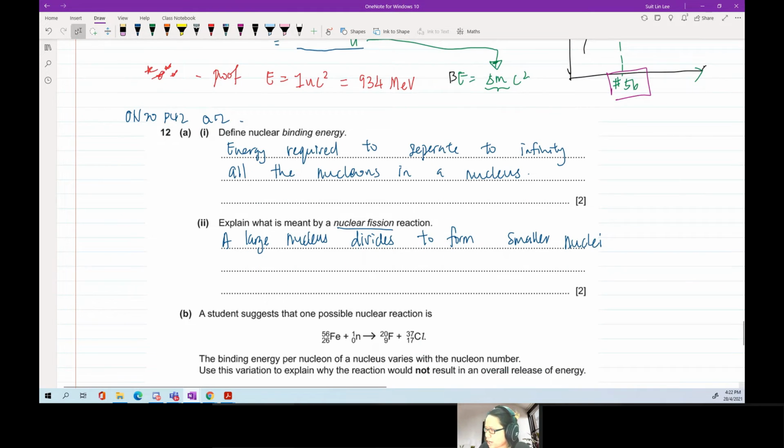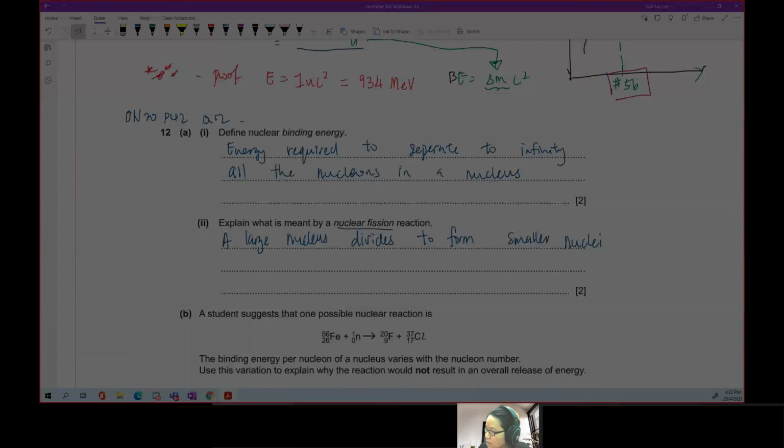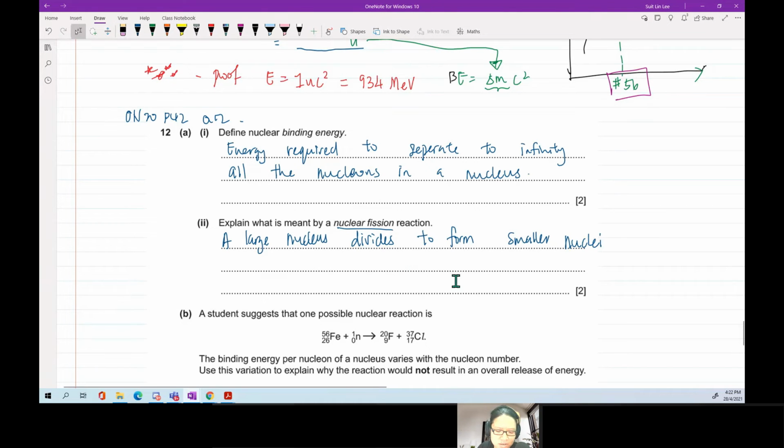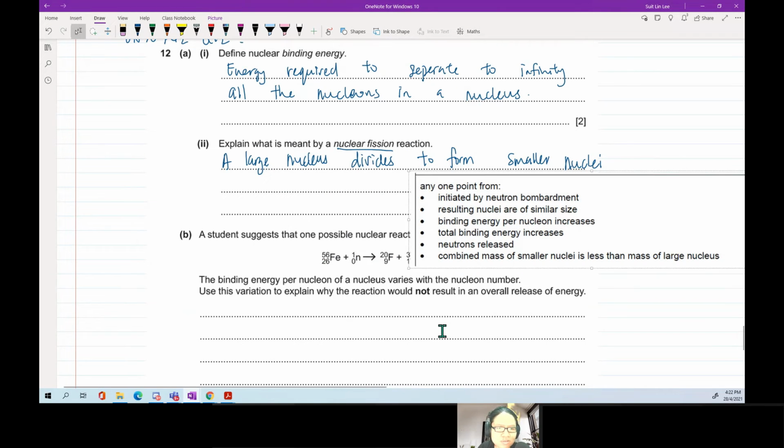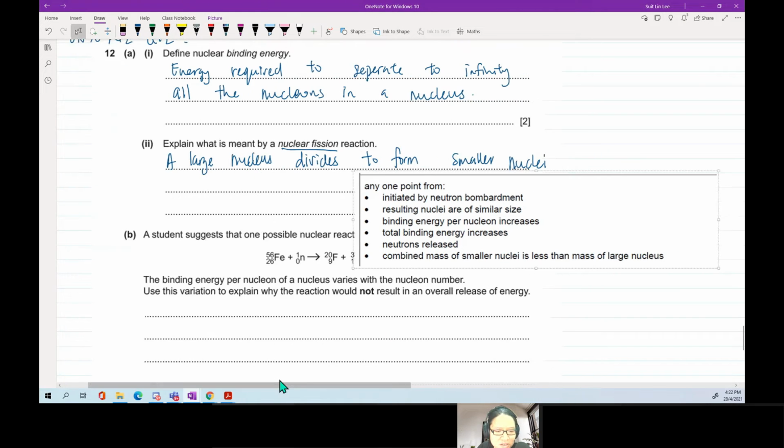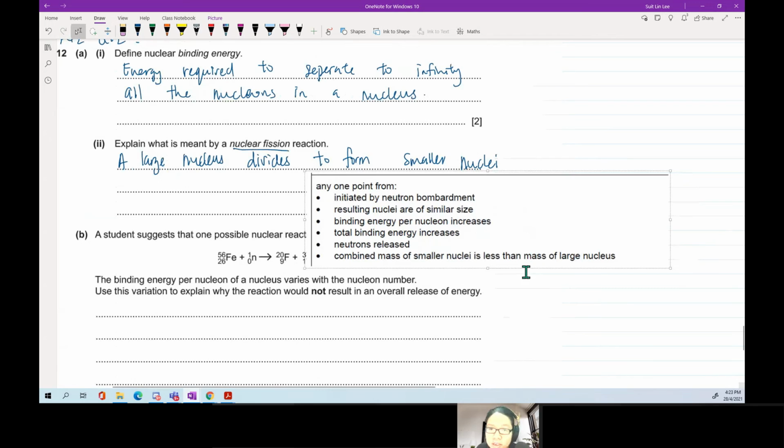And then they expect you to write extra things. And in the spirit of full disclosure, because you also want to graduate already, I feel that they just say you write anything that you think is related, which I think is a bit sus, because why though? Anyway, just write a bit more. Either it's initiated by neutron bombardment, or let's say I'm the student that doesn't want to write so much, then form smaller nuclei of approximately the same size. I am that person that likes to write less. Or you could say the binding energy per nucleon increases.